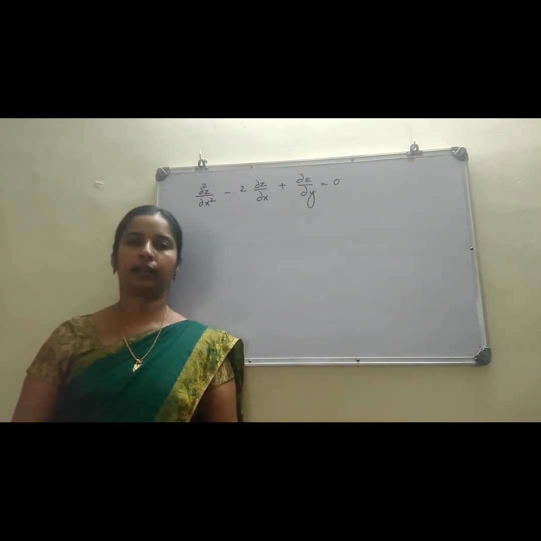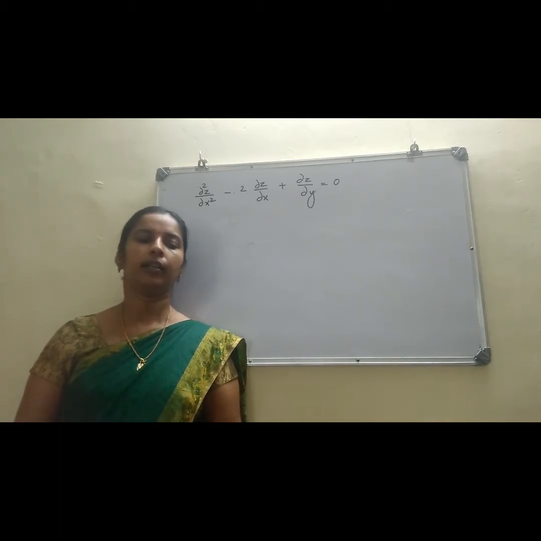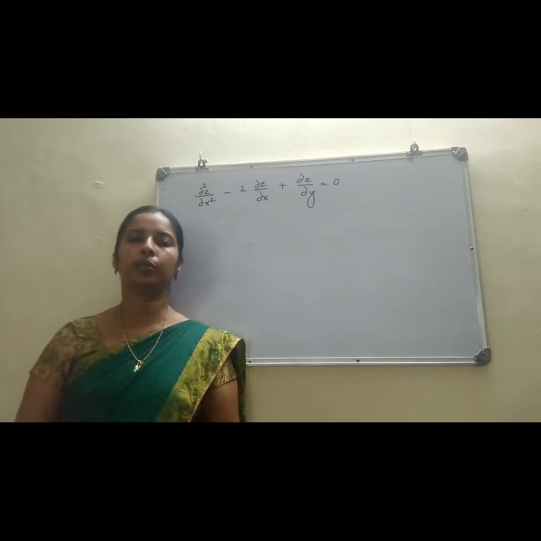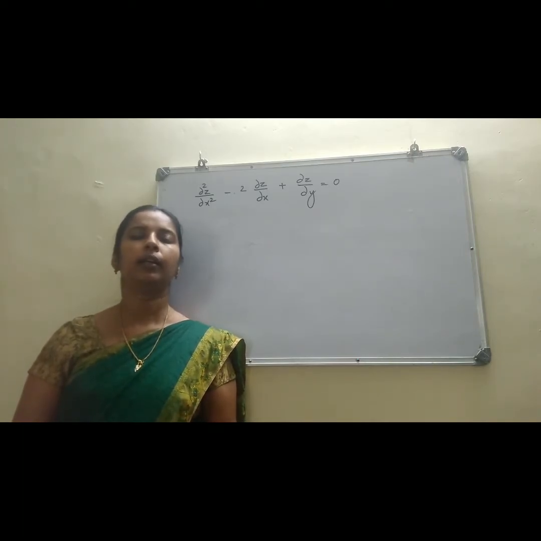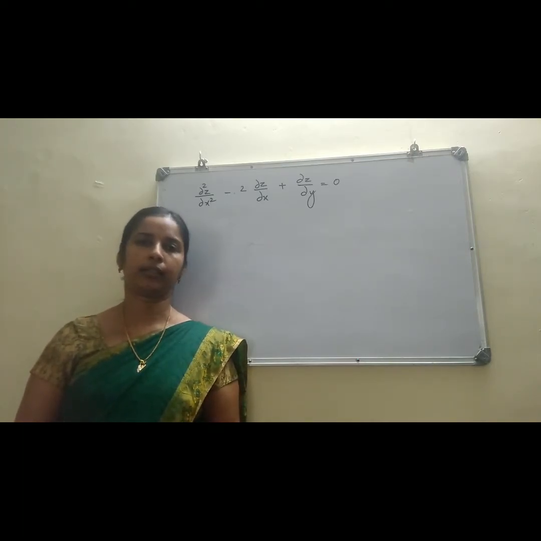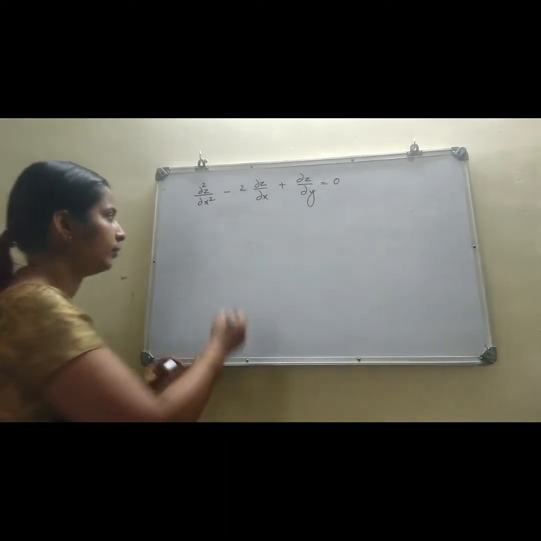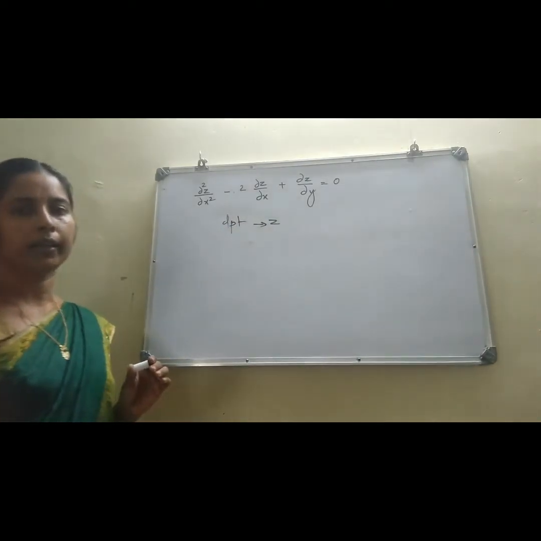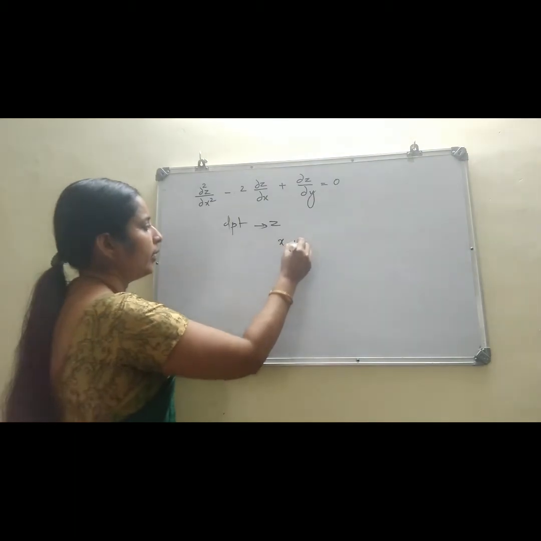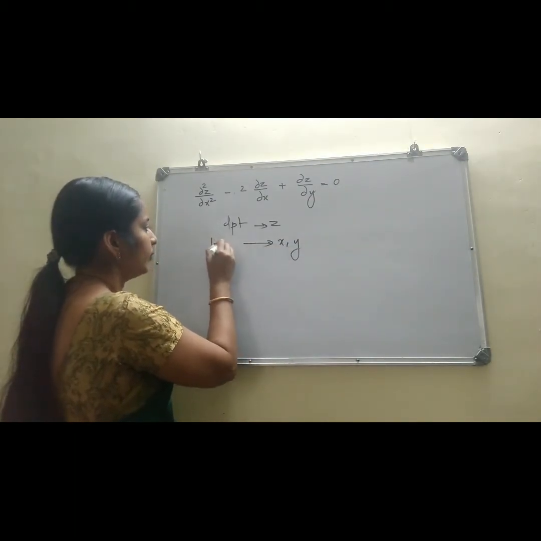So consider the partial differential equation: ∂²z/∂x² − 2 ∂z/∂x + ∂z/∂y = 0. Clearly, in this equation, the dependent variable is z. Here, x and y are independent variables.